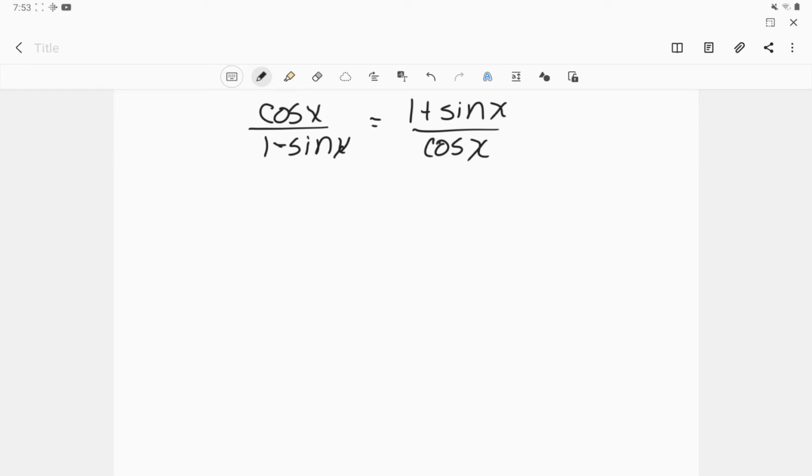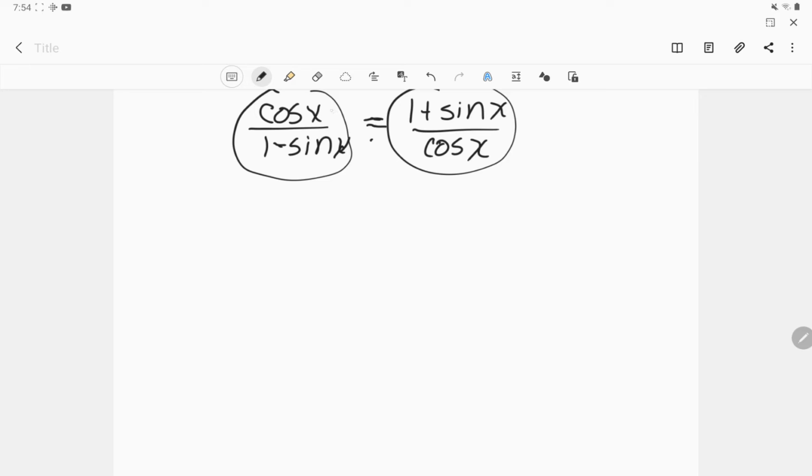Now, what I had said in class is, generally speaking, try and work with one side versus the other, unless you have fractions. In this case, we have fractions. And whenever I have one fraction and an equal sign and another fraction, I tend to like to get rid of the fraction by cross multiplying.